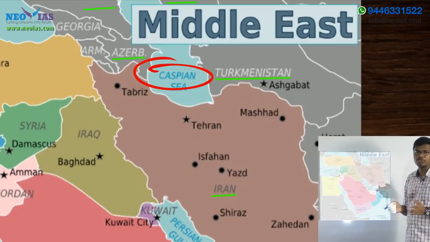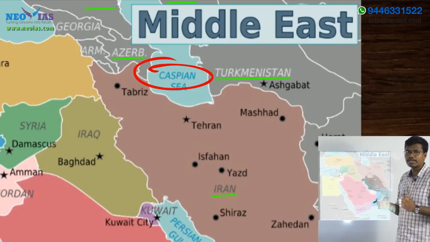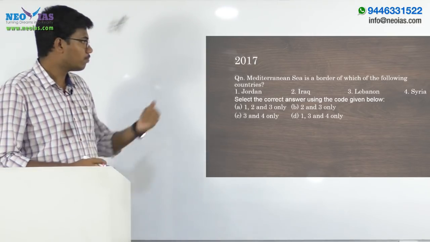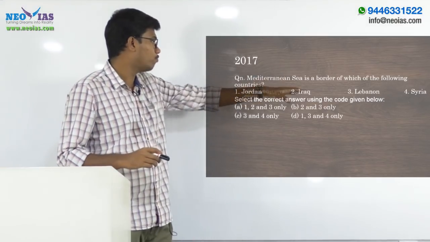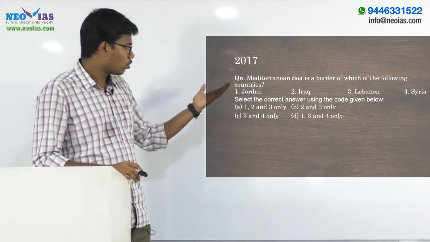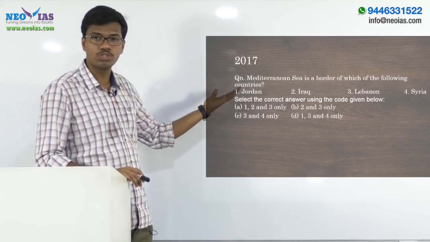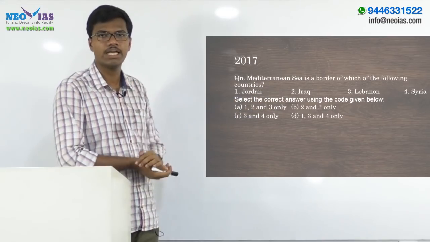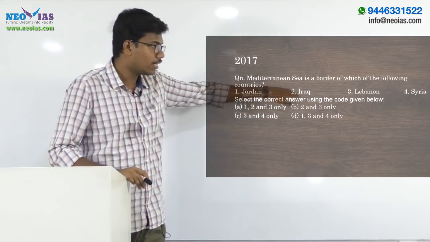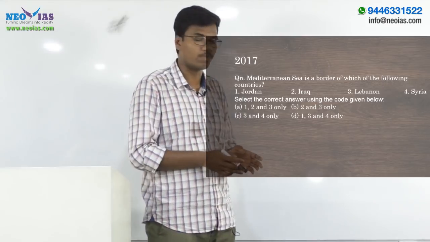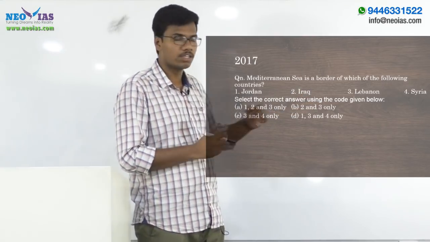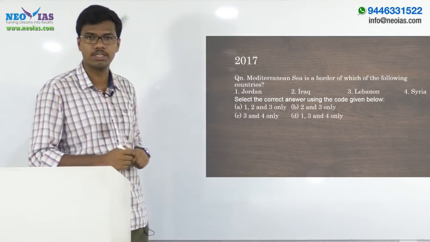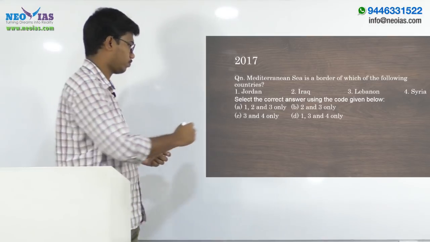Now, we will have a look at some of the previous year UPSC questions and we will try to solve these questions. In 2017, UPSC asked us a prelims question. It was something like this: the Mediterranean Sea is a border of which of the following countries? The first option was Jordan. As we all know, Jordan does not share a border with the Mediterranean Sea. Then you have Iraq. Again, Iraq does not share a border with the Mediterranean Sea. Then you have Lebanon and Syria, both of which share a border with the Mediterranean Sea. So, now which is our correct answer? Basically 3 and 4, which is option C. So, option C is your correct answer.